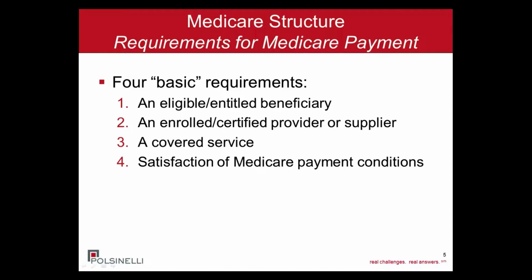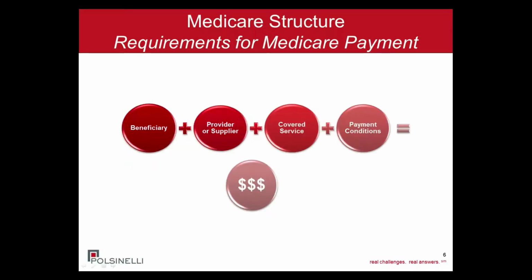But to obtain payment from the Medicare program, there has to be an eligible and entitled beneficiary, a properly enrolled provider or supplier, a covered service under Part A, B, C, or D, and the provider or supplier has to meet all the relevant coverage and payment conditions for the individual service that you're furnishing. So we'll go through each of these in more detail, but we just wanted to provide you a visual of how this works. You have to have each of these parts in order to get to the dollars at the end.